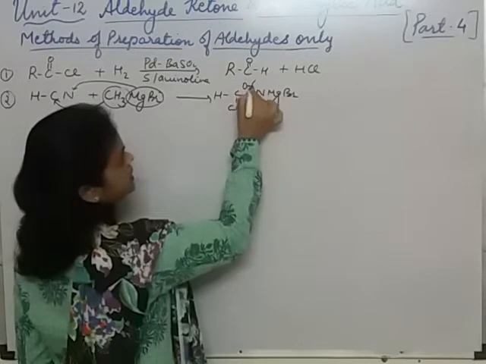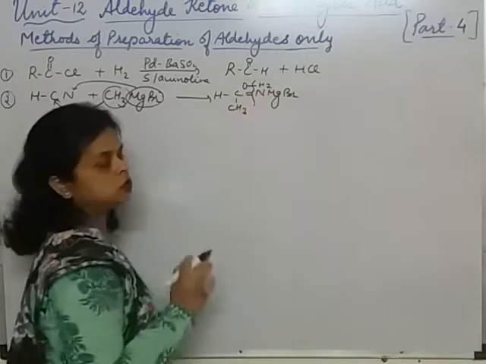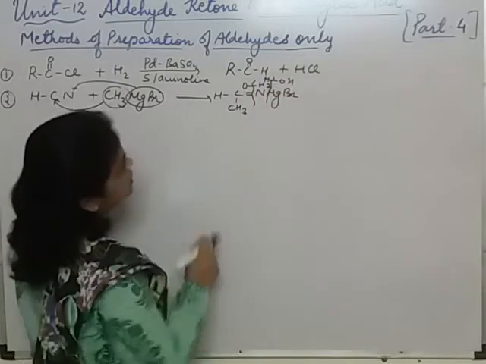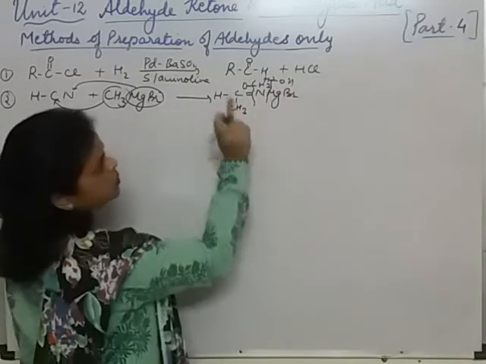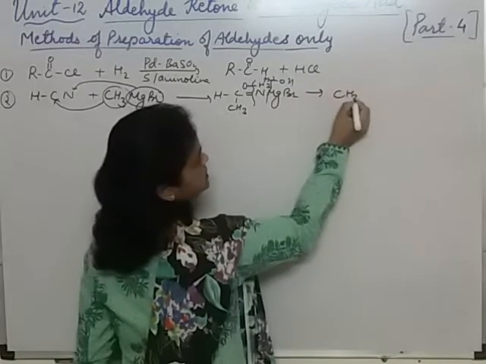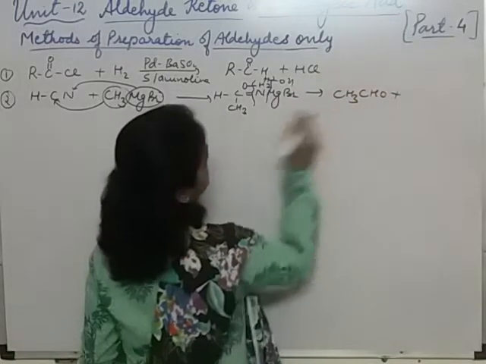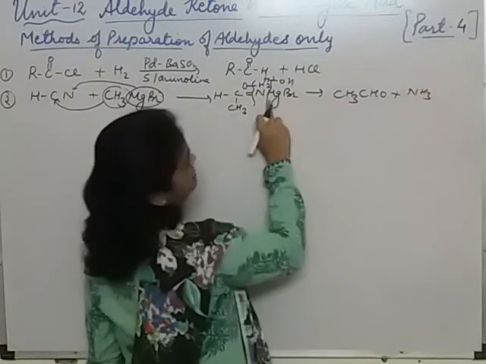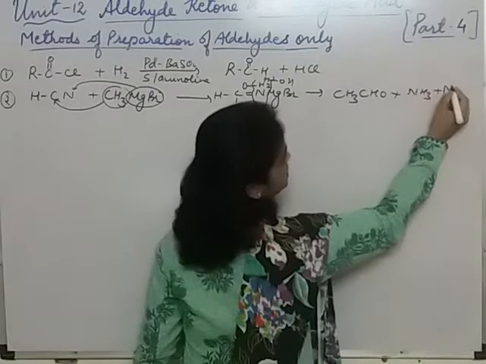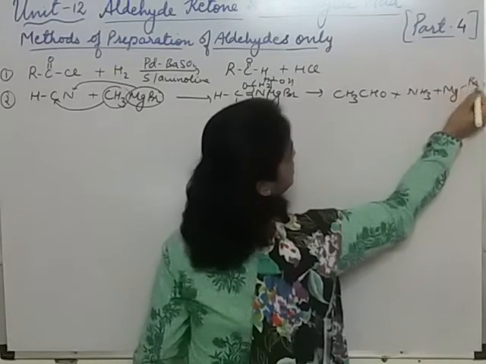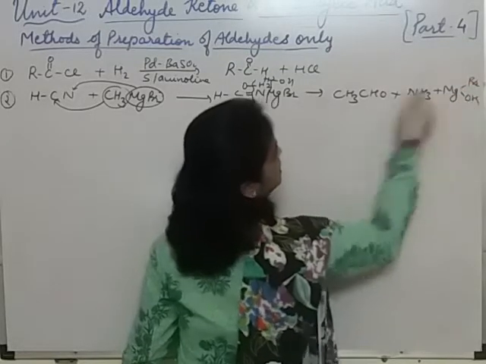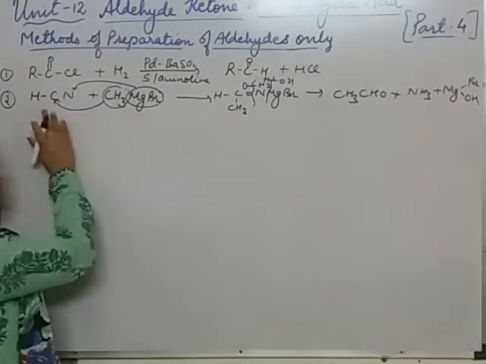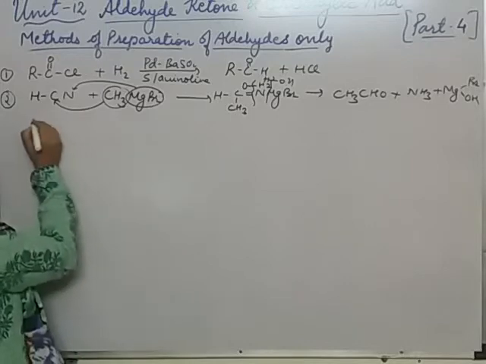Now hydrolysis, that means here 2 molecules of water will be added. First I am writing like this H-OH, and second I am writing like this HOH. So the product is CH3CHO. CH3CHO plus this N and 3 hydrogen, NH3 and MgBrOH. So these are the two side products along with the aldehyde.